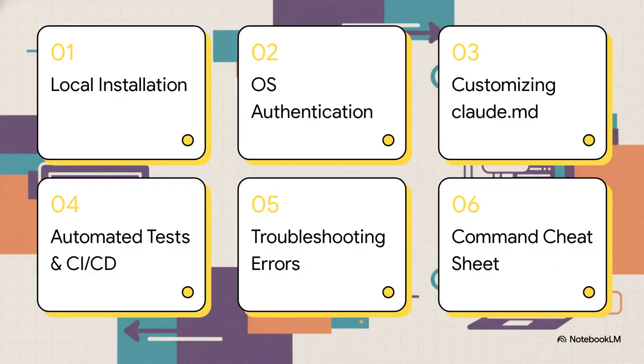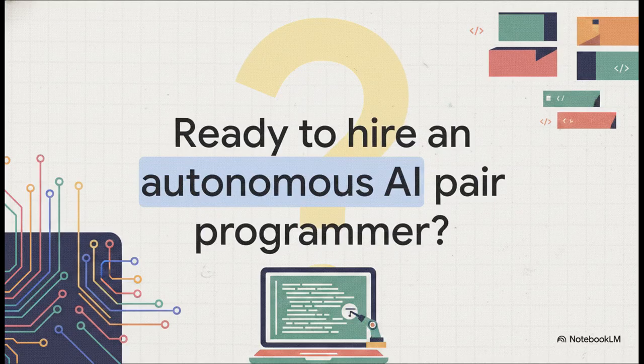Okay, let's dive into our Zero to Hero roadmap for today. We're going to cover local installation, OS-specific authentication, customizing your CLAUDE.md file, automated tests and CI/CD, troubleshooting log errors, and we'll wrap up with a handy command cheat sheet. So, are you ready to hire an autonomous AI pair programmer?